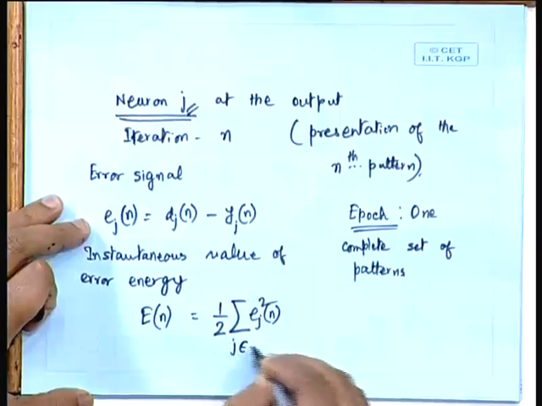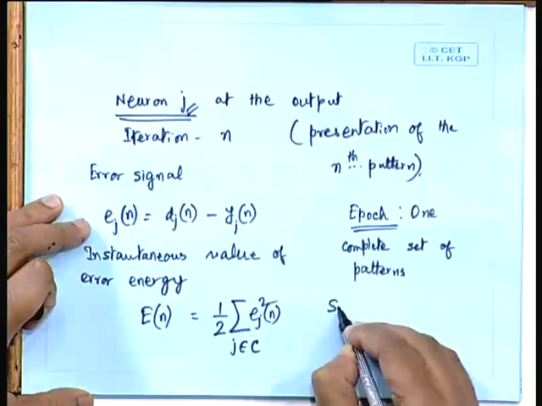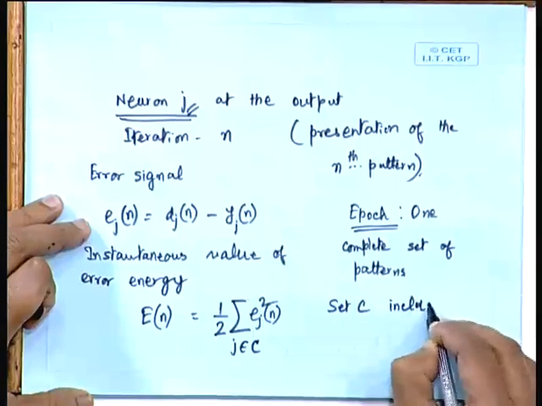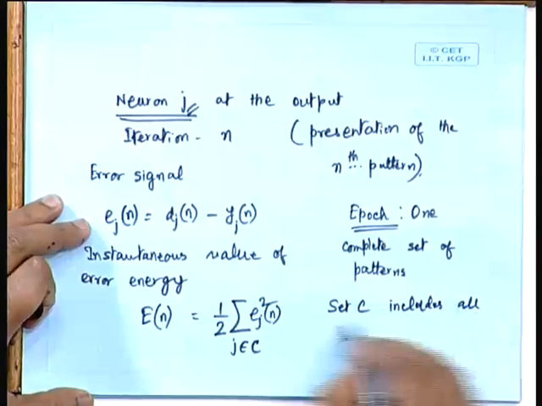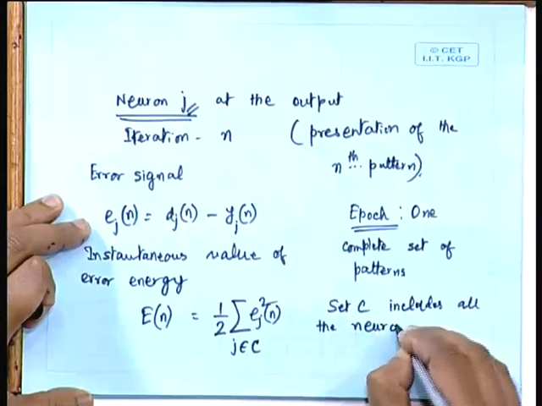So, if we say j belongs to C, where the set C includes all the neurons in the output layer.